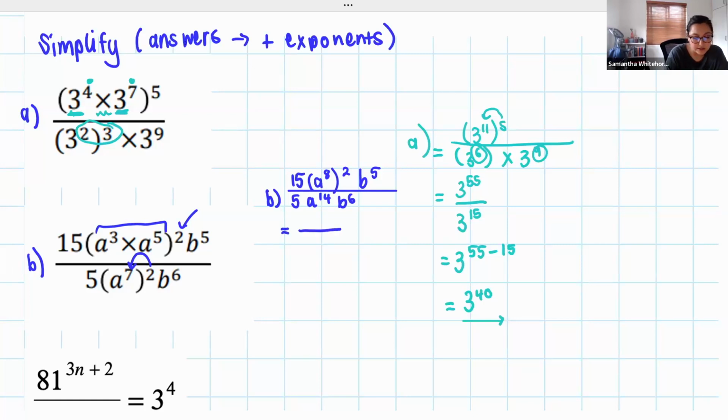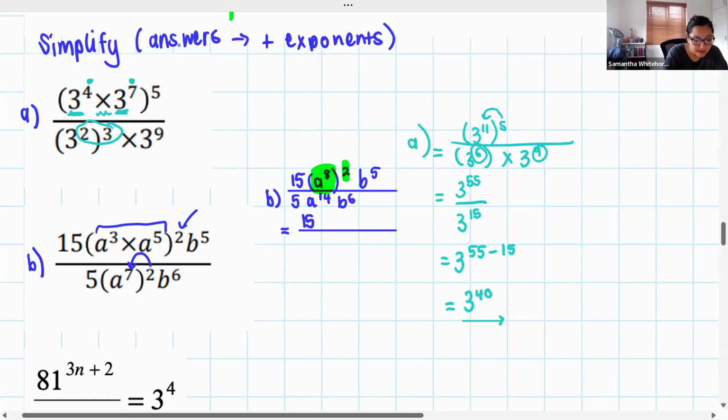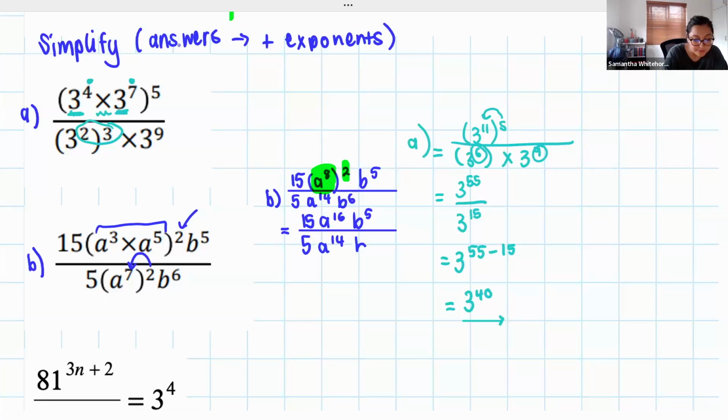In my numerator, I still need to distribute that exponent. Now, guys, be very careful. This exponent of 2 applies only to this bracket. That 15 in front of the bracket is not inside the bracket. It's outside the bracket. It has no relationship with that exponent of 2. The 2 only applies to that bracket containing a to the power 8. So 15 remains, but now we've got a to the power 16, b to the power 5, over 5, a to the power 14, b to the power 6. All right, and now this is where we can deal with the fraction. This is now where we can simplify.